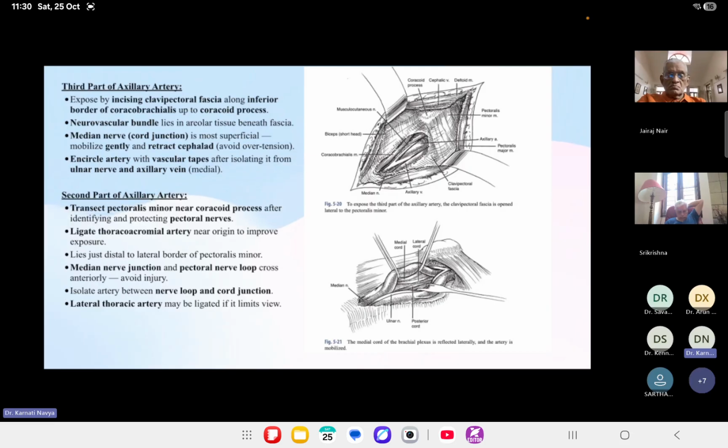For the second part, transect the pectoralis minor near the coracoid process, then identify the pectoral nerves and dissect them. Here the dissection is the same, only the exposure and the incision are different. Then ligate the acromial artery, which lies distal and lateral to the border of the pectoralis minor muscle. The median nerve junction and pectoral nerve loop cross anteriorly, so avoid injury while dissecting the second part of the axillary artery. Then isolate the artery between the nerve loop and the cord junction. The lateral thoracic artery may be ligated if it limits the view.